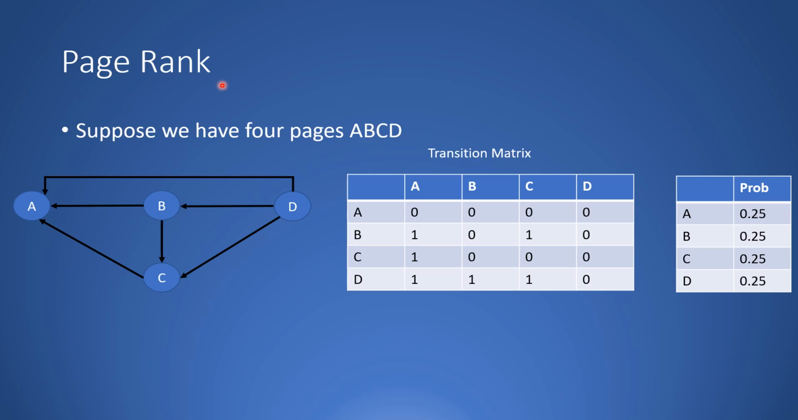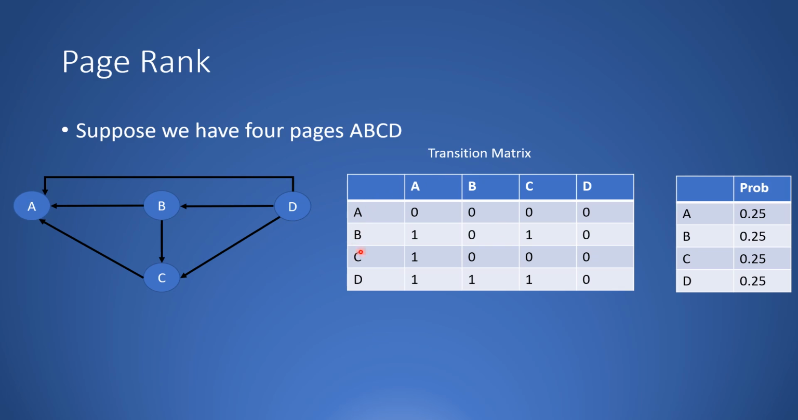Let us look at an example of the PageRank algorithm. Suppose we have four pages A, B, C, D. These are four website pages. Now if you look over here, page A has an incoming link from page C, from page B and page D. Page B has an incoming link from page D, but it has outgoing links from itself to page A and page C. And page D has only outgoing links to all the other pages, which are A, B, C.